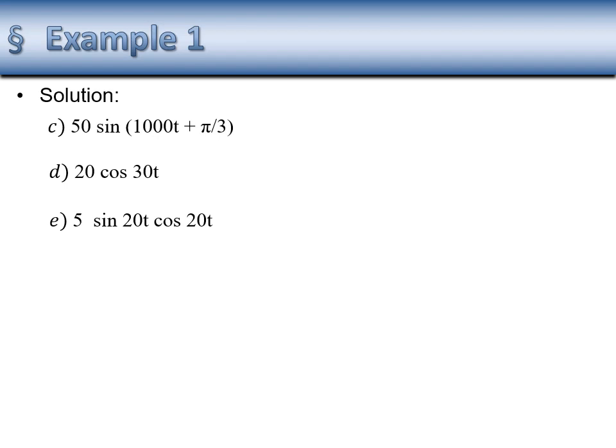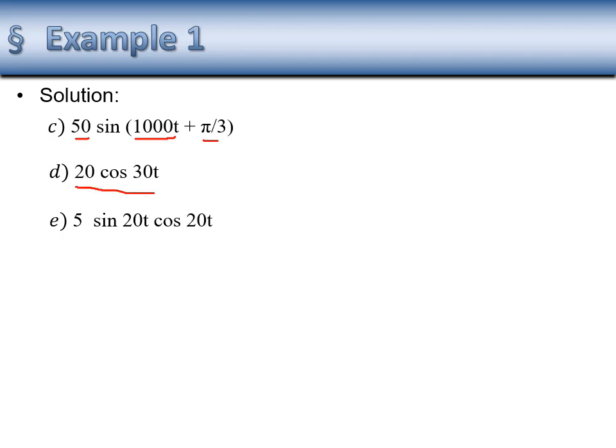Okay, for C, D, and E, take note that letter C is already in a good format, and you will note that the amplitude is 50, omega is 1000, and the phase angle is pi/3 radians. Now, pi/3 in degrees is 60 degrees, because pi is 180 and we divide it by 3, so you will get 60 degrees.